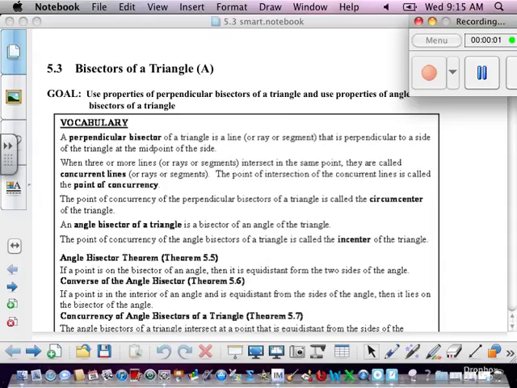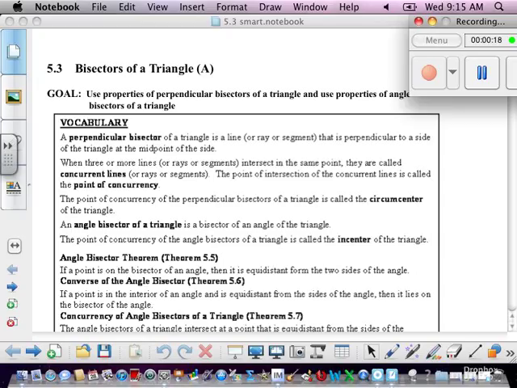All right, ladies and gentlemen, we're looking at 5.3 bisectors of a triangle. This section is specifically talking about angle bisectors, but we're going to review perpendicular and angle bisectors just so we get it. Ready?